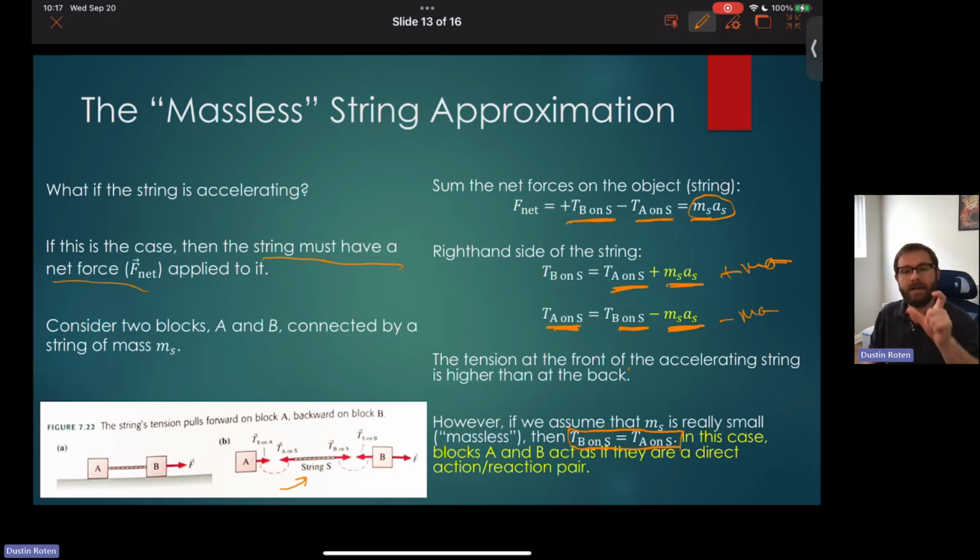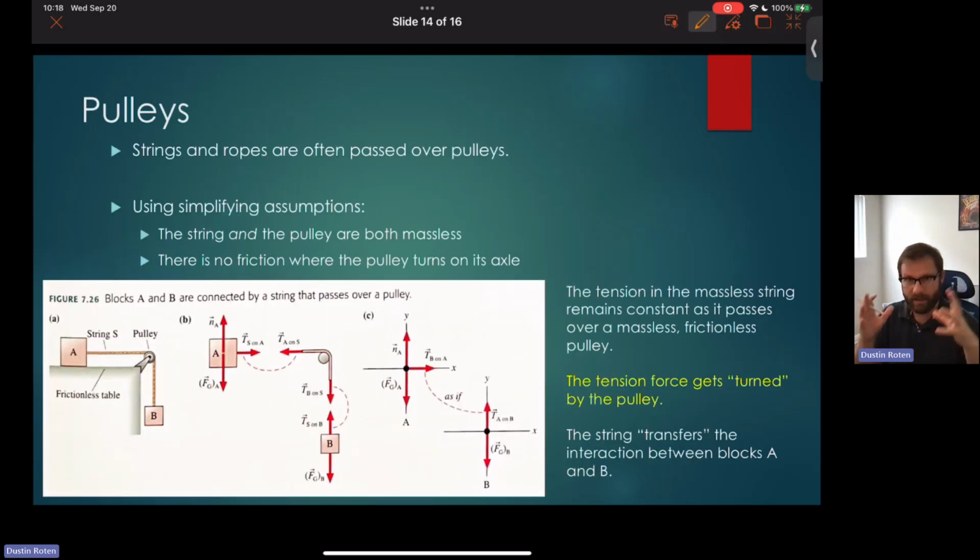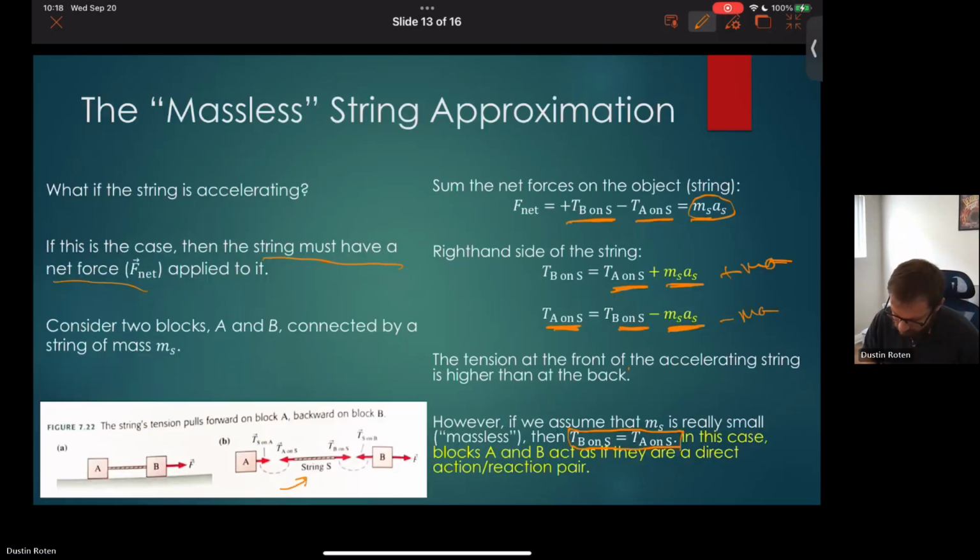Okay, now what that means is this is going to transfer forces. Block A and block B are going to be an action-interaction pair, okay? Even though they're not touching, this massless string or rope is going to act like a conduit to let these contact forces actually work as contact forces and not long-range forces.